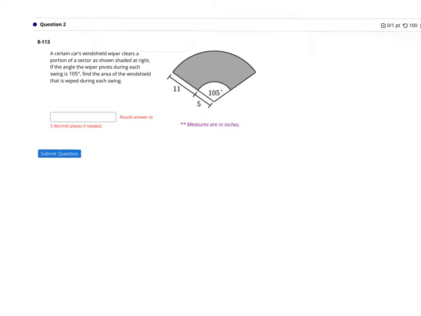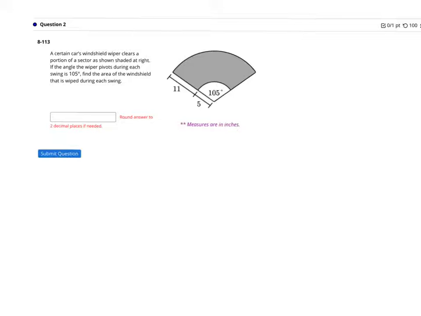Okay, let's take a look at 8.3.3 classwork, the circle application worksheet. We're going to take a look at question 2, which was 8-113. A certain car's windshield wiper clears a portion of a sector as shown shaded at right. If the angle the wiper pivots during each swing is 105 degrees, find the area of the windshield that is wiped during each swing. In other words, find the shaded region.